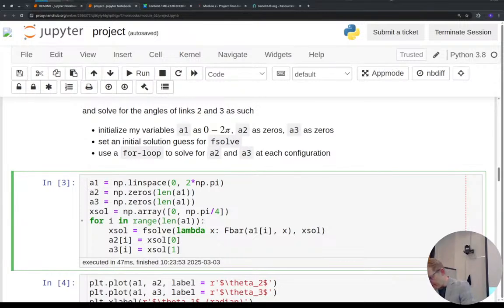It's nice because if I want to change this to 1,000, it's going to be the same number. Or if I wanted to look at every degree, like 0, 1, 2, 3, I could say 361 values. And now I have every degree of angle 1.